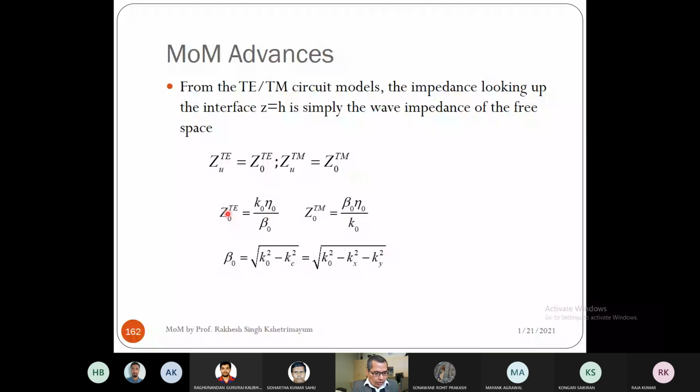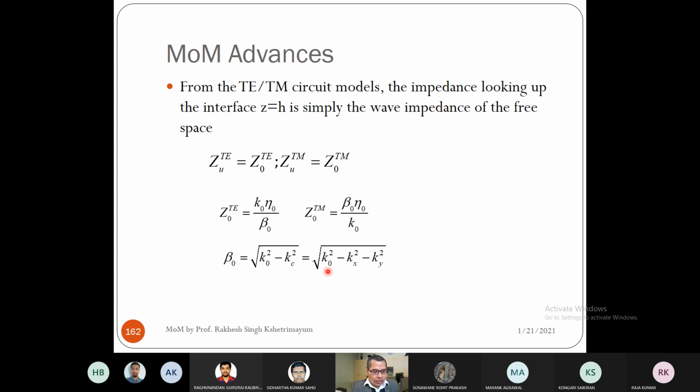You can find Z naught T as k naught eta naught by beta naught, and Z naught Tm as beta naught eta naught by k naught. What is beta naught? Beta naught is the square root of k naught square minus kc square. kc square is kx square plus ky square for this case. kx and ky are the propagation wave vectors along the x-axis and y-axis. k naught is the wave vector for free space. k naught is 2 pi by lambda, where lambda is the operating wavelength at which we are considering this analysis.